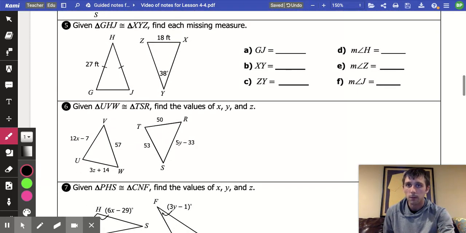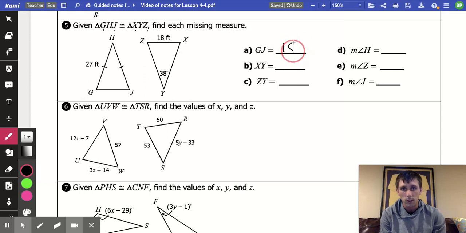There you go. All right. Number 5. Triangle GHJ and XYZ are congruent. Find each missing measure. Okay, so we have that GJ is what we're looking for. G is the first one, J is the third one. So the first and third is X and then Z. So what is X and Z? X and Z is 18 feet. So therefore GJ is 18 feet.